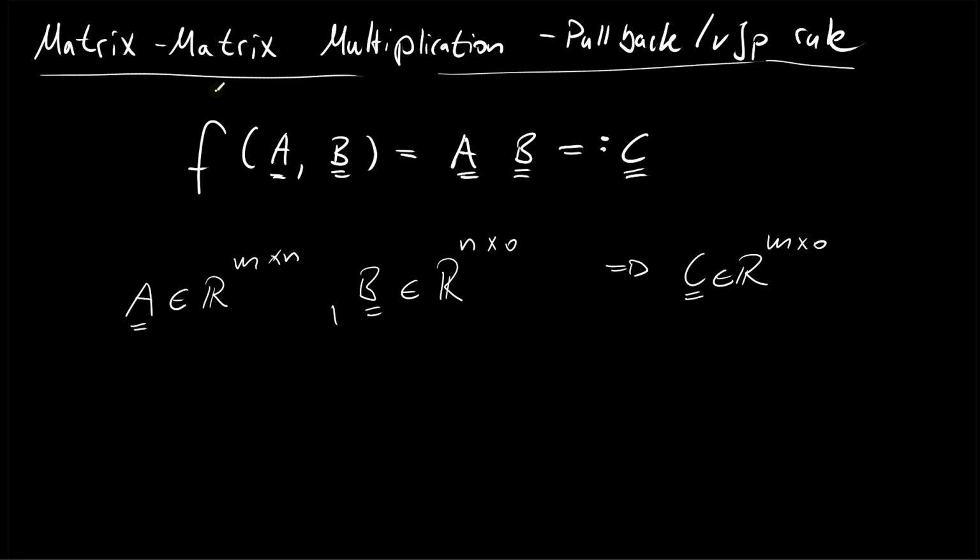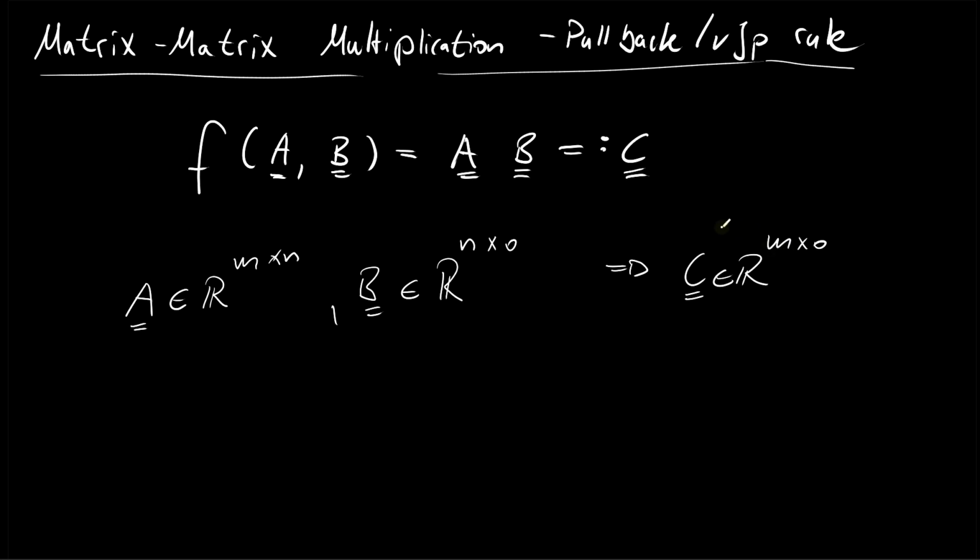In this video, we're going to derive the pullback or vector Jacobian product rule for matrix-matrix multiplication. For this video, we want to think of matrix-matrix multiplication as a function that takes two matrices. Let those be rectangular matrices, the first one being m by n dimensional and the second one being n by o dimensional. And then we perform the matrix-matrix multiplication, contracting the innermost dimension, and as a consequence, the resulting matrix C shall be an m by o dimensional matrix.